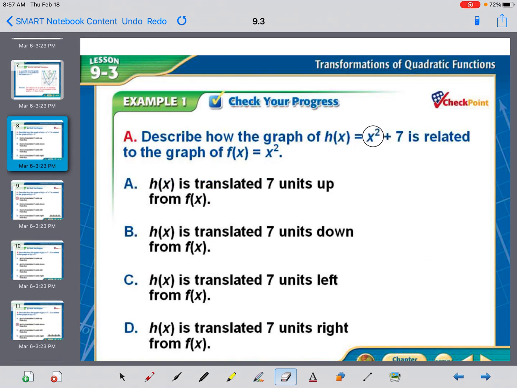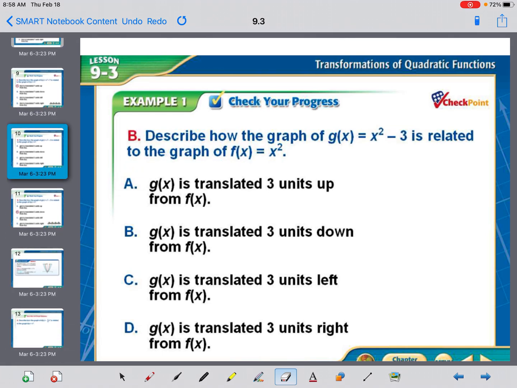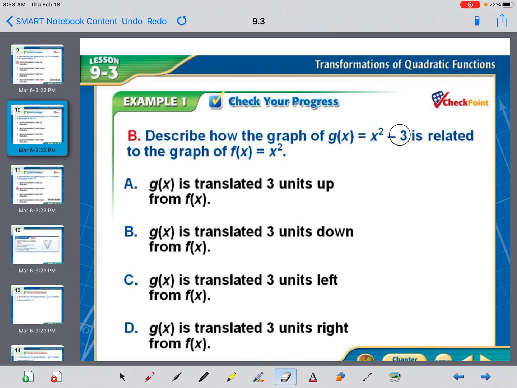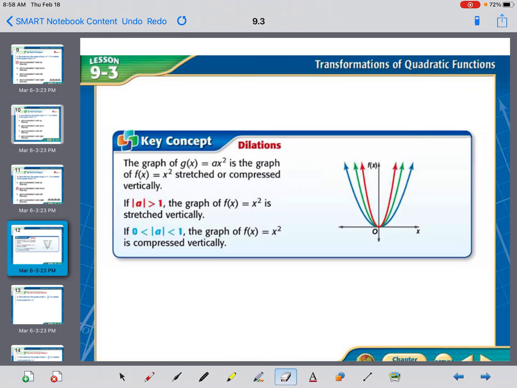So here you have your basic x squared, but now you're adding 7. So that moves it up 7. This says down 7. This says left 7. This says right 7. Pretty sure the A is the answer. Up 7. What's this going to do? Here's your basic. What's going to happen when you do minus 3? You're going to go down 3. I hope that's pretty obvious to you. Like, this is not hard. We do some tough stuff. This is really not the tough stuff.